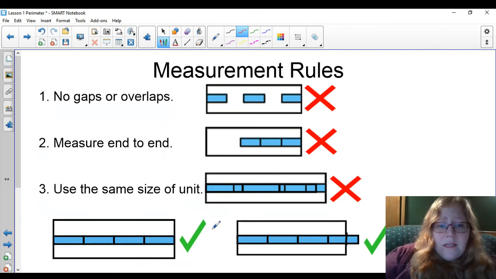Right here are examples of how it could look. On this one, I measured end to end. There's no spaces between them and my units are the same size. Same with this one. This one is just that I went over a little bit. That's okay. We can estimate. We can do an approximate measurement to say 3 and about a half. Okay, so this would still be an accurate measurement. We're just kind of cutting off the end and saying it's about 3 and a half.